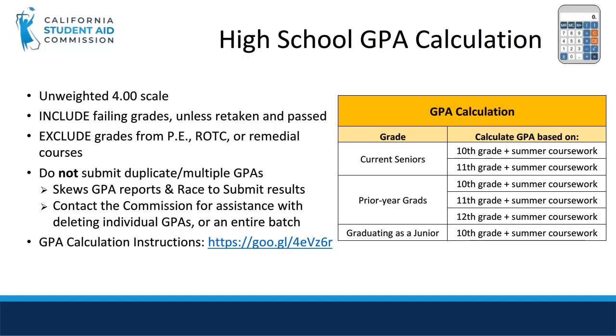The table here illustrates the grades included for the student's GPA. Current seniors only use 10th and 11th grade and the summer coursework, while prior year grads use 10th through 12th grade and the summer coursework. If a student is graduating as a junior, then only 10th grade and summer coursework is included in the calculation.